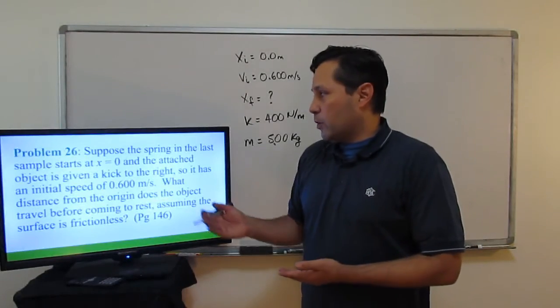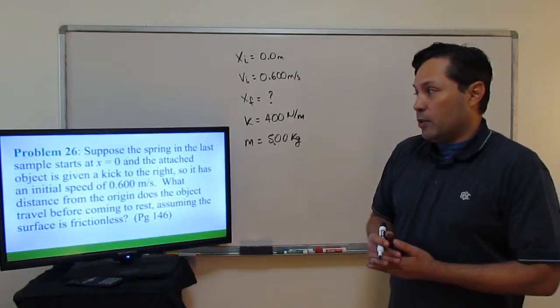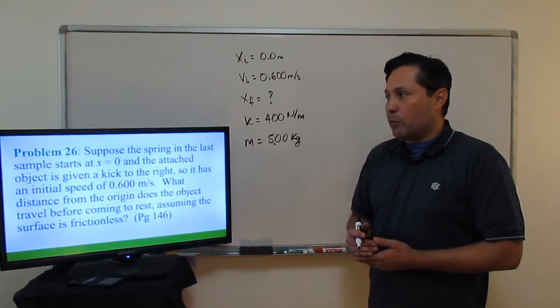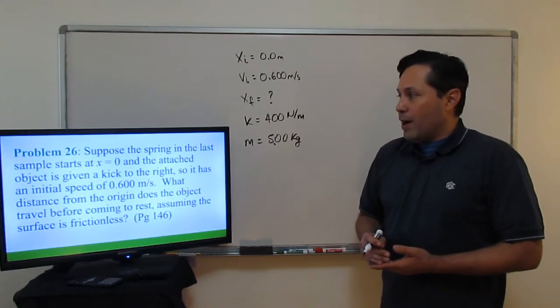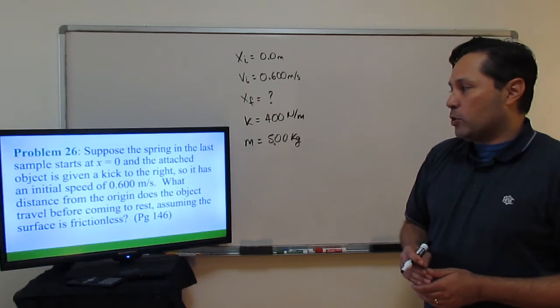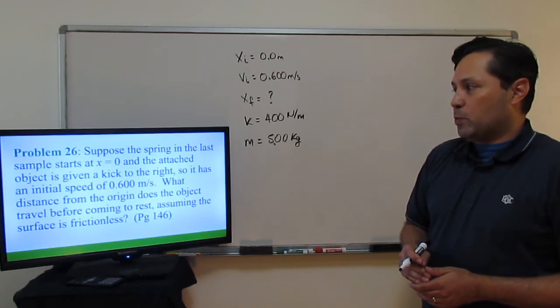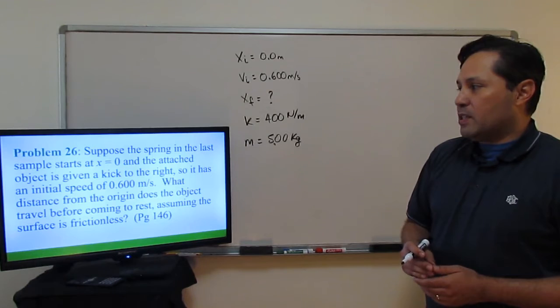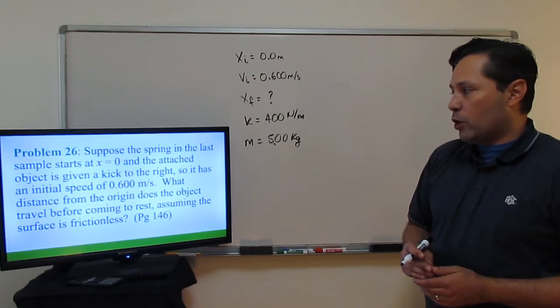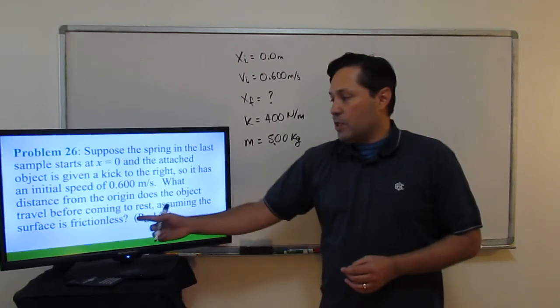Up next for us, let's go ahead and take a look at problem 26. In this one, they tell you, suppose the spring in the last sample starts at x equals 0 and the attached object is given a kick to the right so that its initial speed is 0.6 meters per second. What distance from the origin does the object travel before coming to rest, assuming that the surface is frictionless?